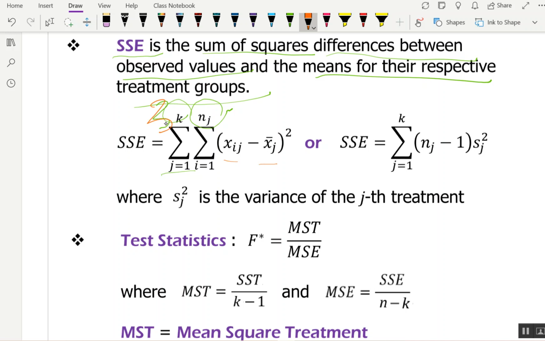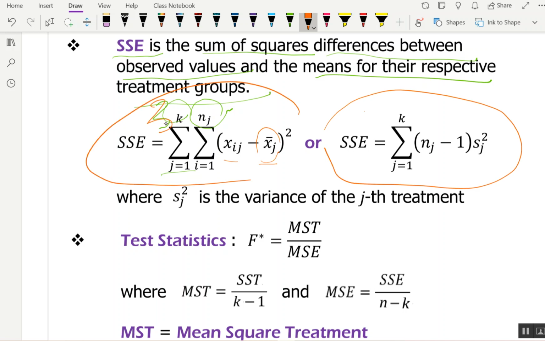Alright, and you subtract the x bar of the group that you are measuring, squared, or you can use this other formula, either one.